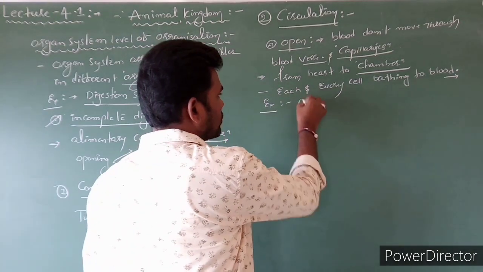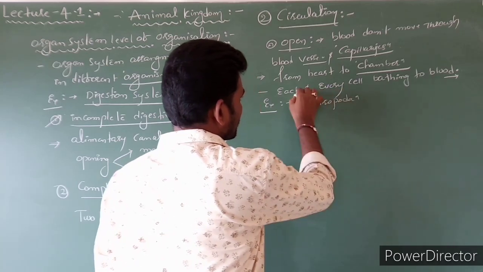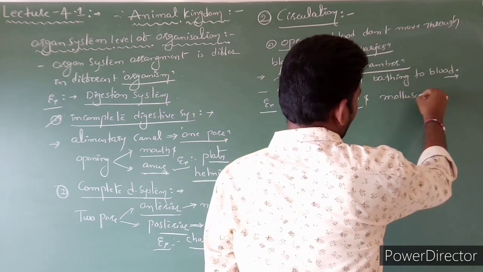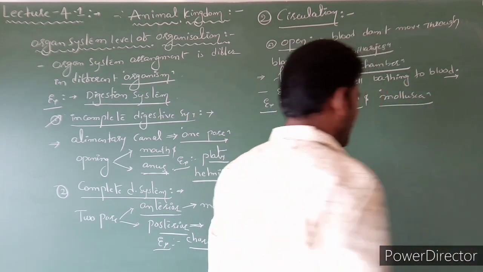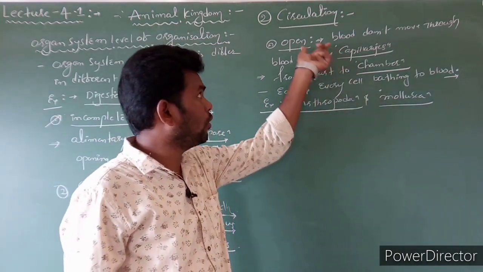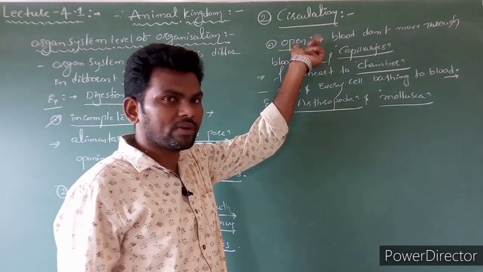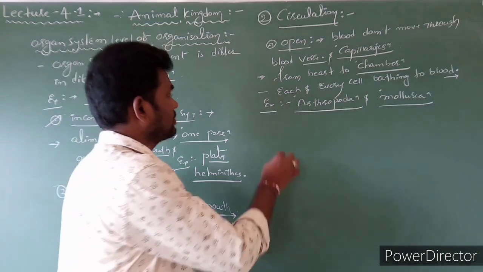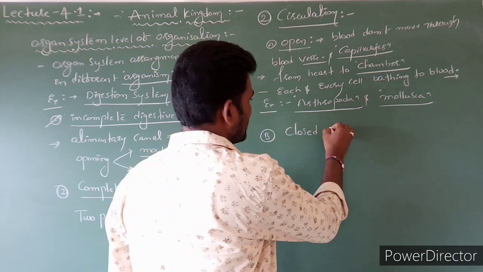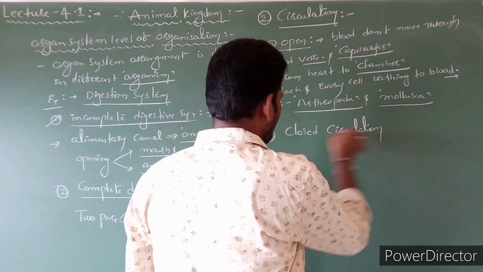So this type of system, open circulation system, we can notice in cockroach. Cockroach belongs to arthropoda, as well as mollusca. Arthropoda as well as mollusca. These are two best examples for open circulation system. The system is there, but it's a very primitive system, open circulation system. Next, second one is closed circulation system.